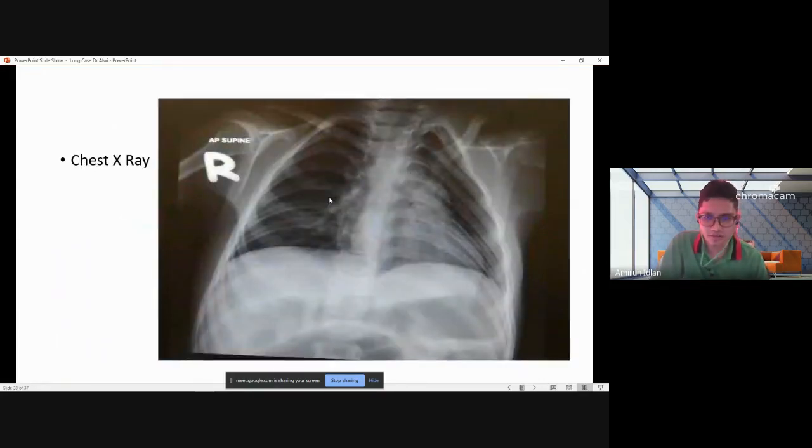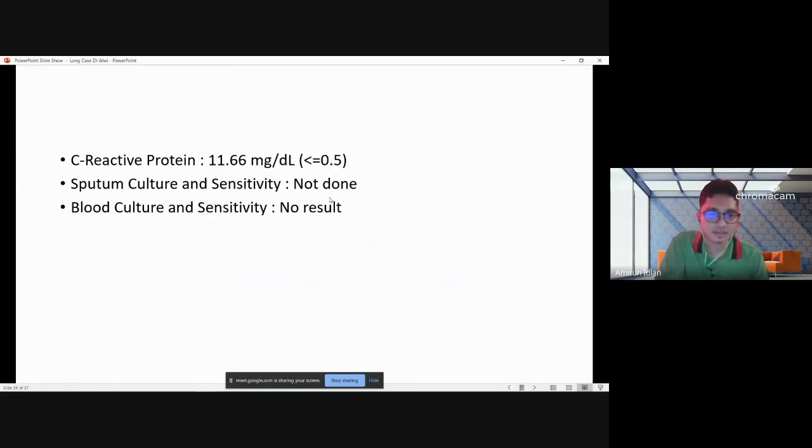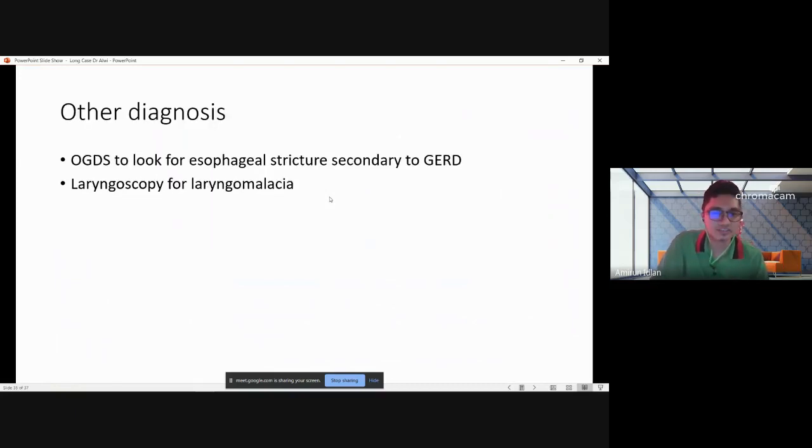For chest X-ray, you can see there is a slight consolidation in the right middle and lower zone of the lung with some haziness and air bronchogram. Other parts were unremarkable. Then there was the inflammatory test, C-reactive protein, which is increased, indicating acute inflammation. I also want to do sputum culture and sensitivity to look for the causative microorganism for specific antibiotics later, and also blood culture and sensitivity. For other differential diagnoses, I want to do OGDS to look for any esophageal stricture due to esophagitis, and also laryngoscopy to look for laryngomalacia, to look for signs of omega-shaped epiglottis, but it was not done in this patient.